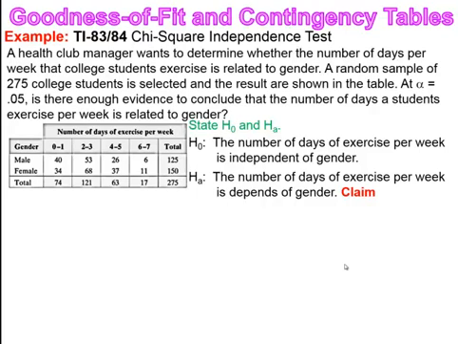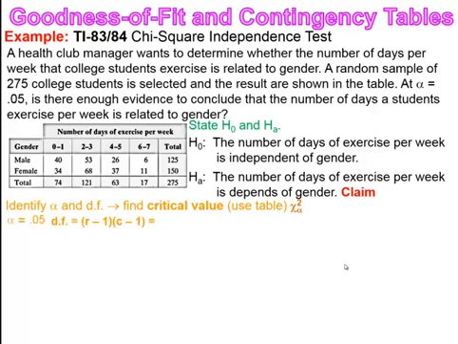Or the alternative, which is that the number of days exercised per week is dependent on gender. The next thing we want to do is find that critical value. To find the critical value, we need alpha, which in this case is 0.05, and we need our degrees of freedom. The number of rows in this case is 2, and the number of columns is 4. So 2 minus 1 times 4 minus 1 equals 3. So our degrees of freedom is 3, our level of significance is 0.05, and we find our critical value is 7.815. So now we're going to find that test statistic.